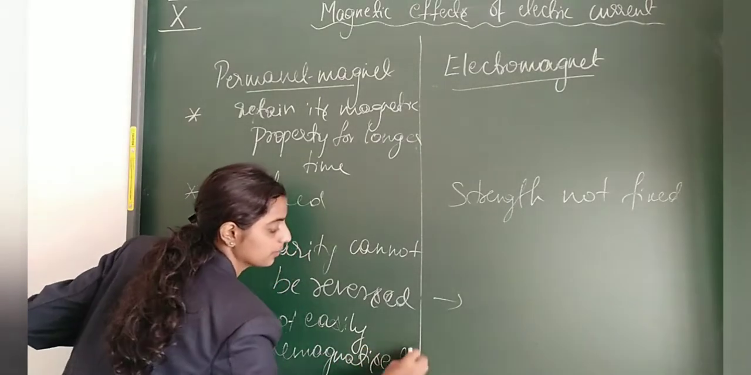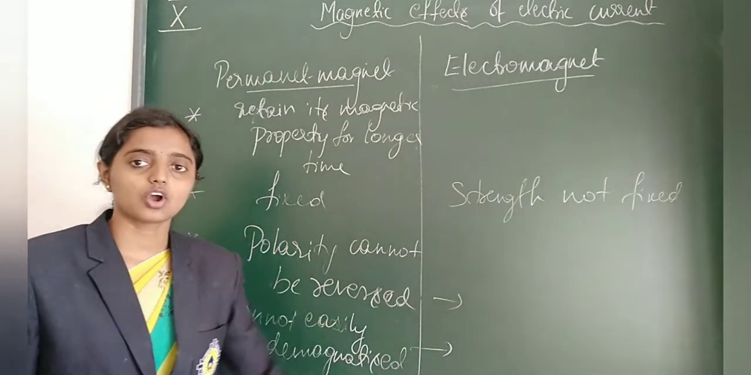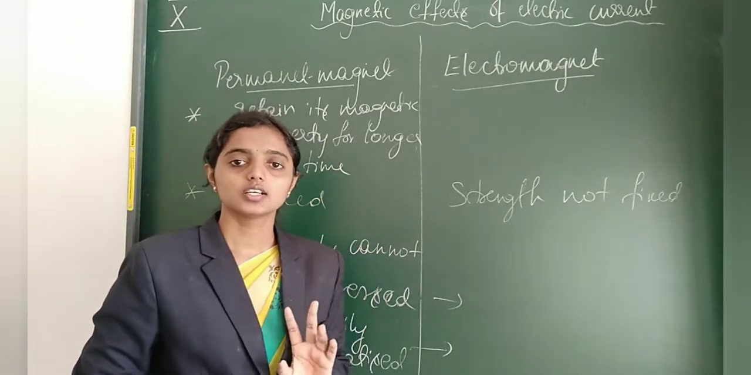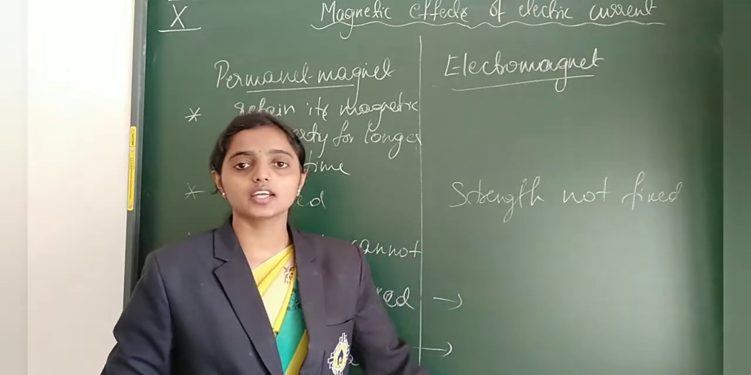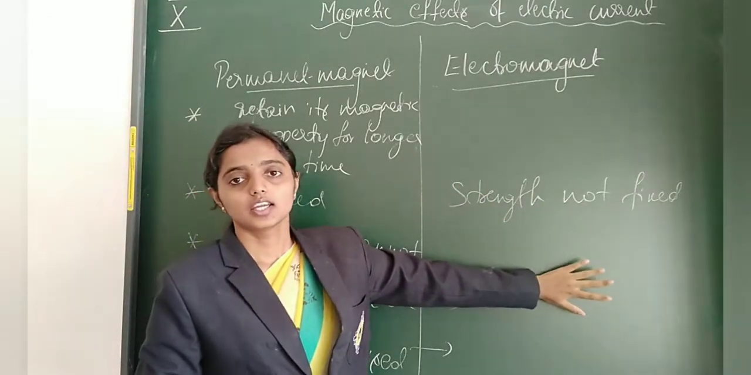But what happens here? Can we demagnetize here or not? So here we can easily demagnetize. How? If we switch off the flow of current, automatically the magnetic field will get demagnetized. So it is difficult here and it is easy here.